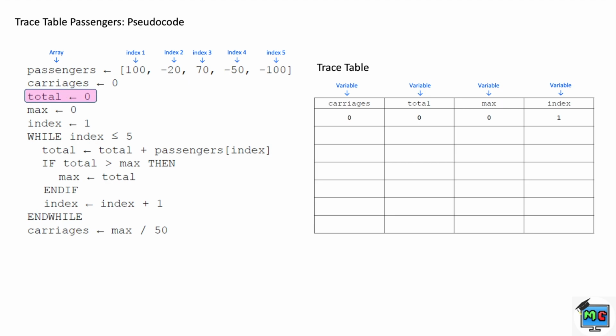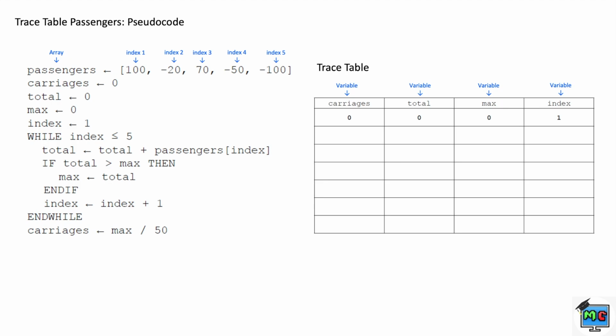Then the next line, it says 0 is assigned to total. So the total becomes 0. Then the next line, it says 0 is assigned to max. So max becomes 0. Then you have 1 is assigned to index. So index becomes 1.